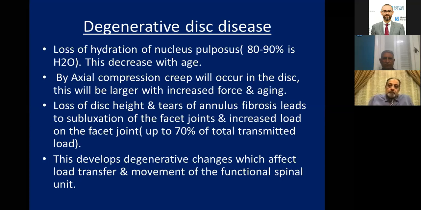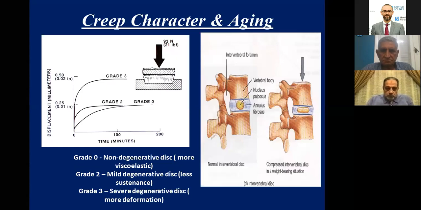Loss of disc height and tears of the annulus fibrosus lead to subluxation of the facet joint and increased load on the facet joint, up to 70% of total transmitted load. If we remember, we said that the facet joint carries only 30% of our total load. But when the disc is degenerated, the facet joint carries up to 70% of the total transmitted load. These develop degenerative changes which affect load transfer and the movement of the functional spinal unit. And this is a creep character of aging.